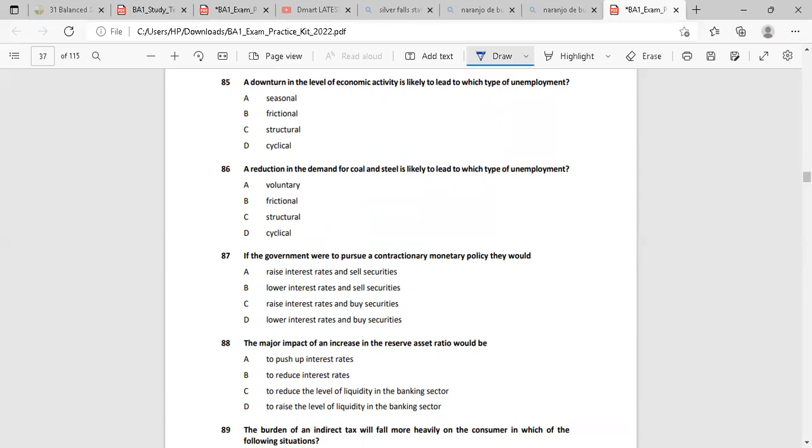Structural because of the requirement of work or skills that are changed, therefore if there is any change, that is called structural. Cyclical because of the changes in the economic activity or cycles. So now the answer is obviously it is D.